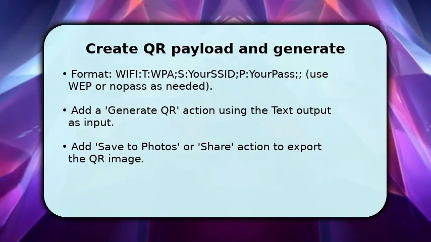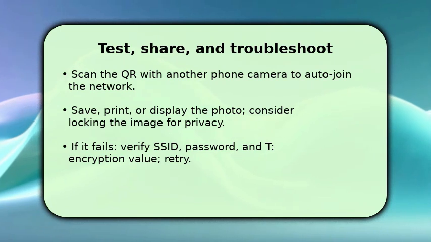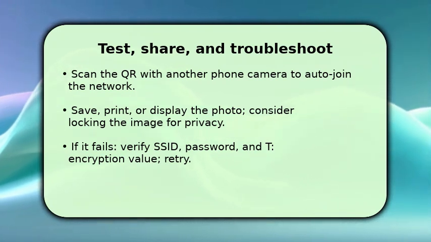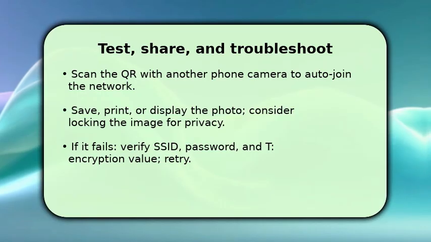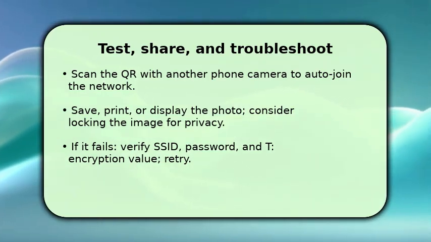Finish by scanning the generated QR with a second device. The camera should detect the Wi-Fi payload and offer to join automatically, which proves the shortcut worked. Make sure to save or print the image so guests can scan it quickly. You can also AirDrop or message it.